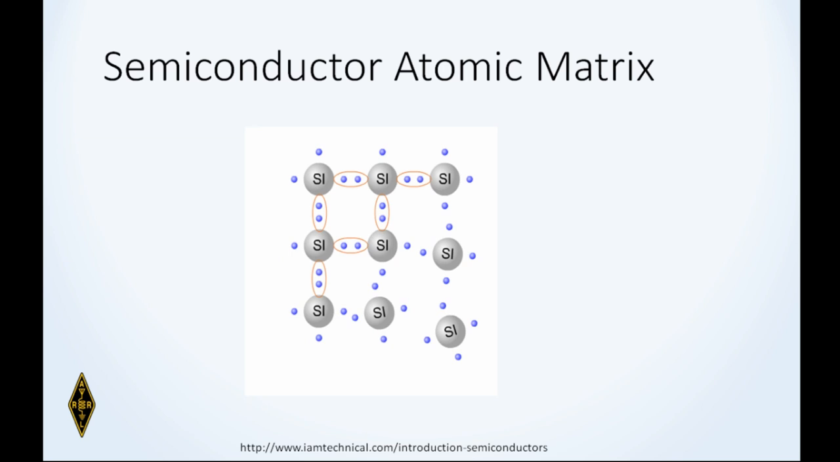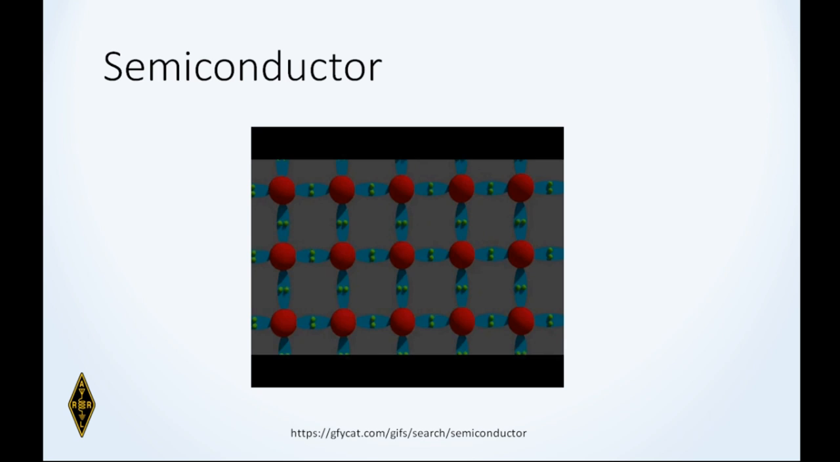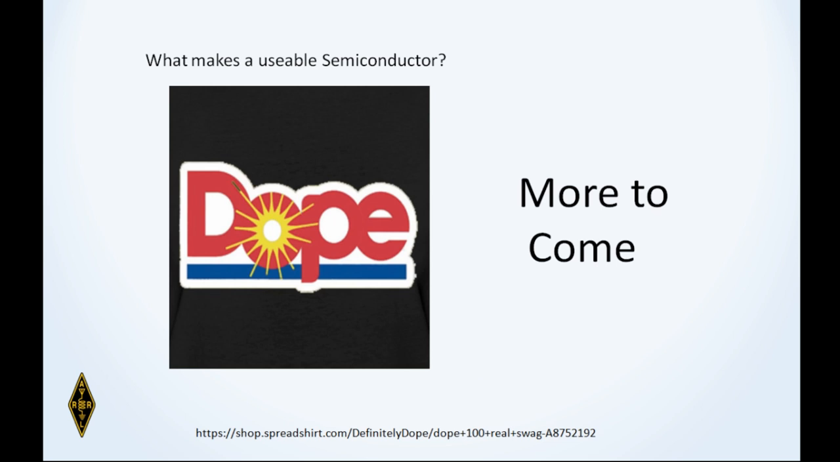Here's another view of the matrix, and you can see how electrons are being shared. Well, how are they being shared? Well, you've got to do something called doping. All right? Hold that thought.